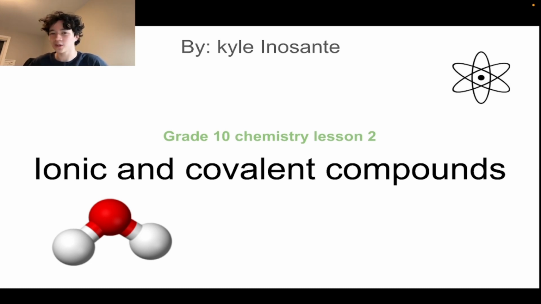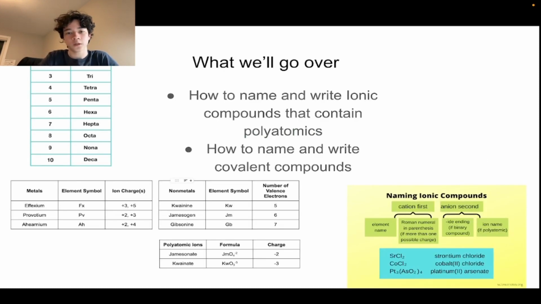So hopefully you watched the first lesson and you're on to this one next, but if you haven't, go watch the first one because that's very important for this video. So we're going to go over two main things: how to name and write ionic compounds that have polyatomics, and also how to name and write covalent compounds. So down here, we're going to be using this new sort of discover elements.